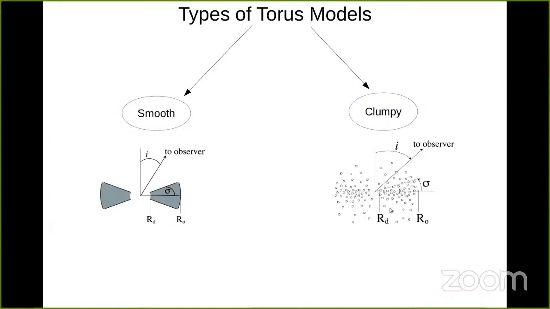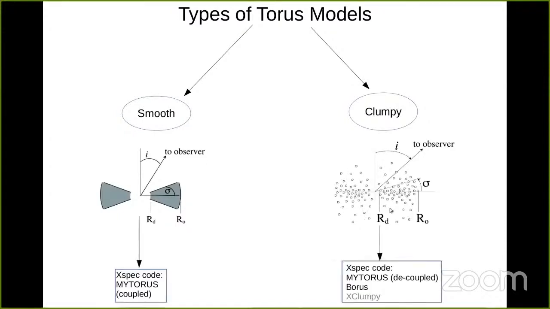To analyze these models, we use the XSPEC code with the coupled configuration of MYTorus for the smooth model, and for clumpy, we have the decoupled configuration of MYTorus, BORUS, and X-Clumpy. Though MYTorus and BORUS follow a smooth distribution, we can tune their parameters to check the clumpiness. A fairly new code, X-Clumpy, is explicitly written for the clumpy scenario, but we haven't used it yet in this work.